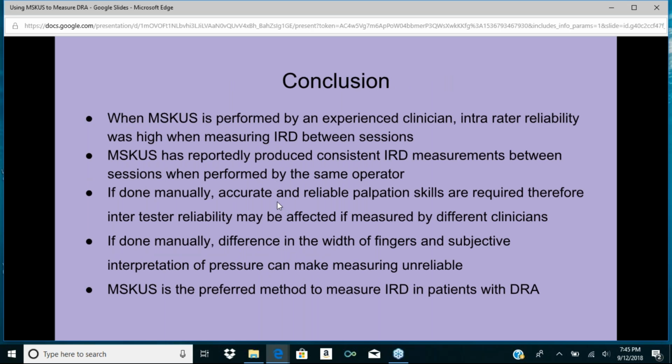So basically, in conclusion, when MSKUS is performed by an experienced clinician, intra-rater reliability is high when measuring between sessions. It has reportedly produced consistent interrecti distance measurements between sessions when performed by the same operator. If done manually, accurate and reliable palpation skills are required. Therefore, intra-tester reliability may be affected if measured by different clinicians. If done manually, differences in the width of the fingers and subjective interpretation of pressure can make measuring unreliable, and MSKUS is the preferred method to measure IRD in patients with DRA.